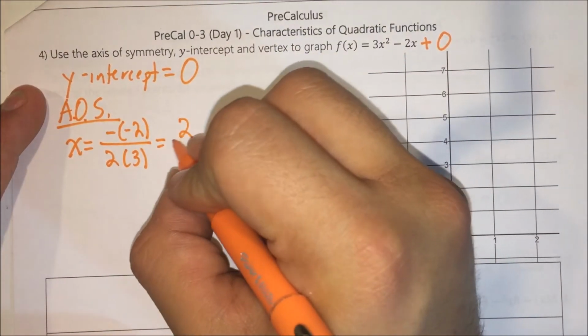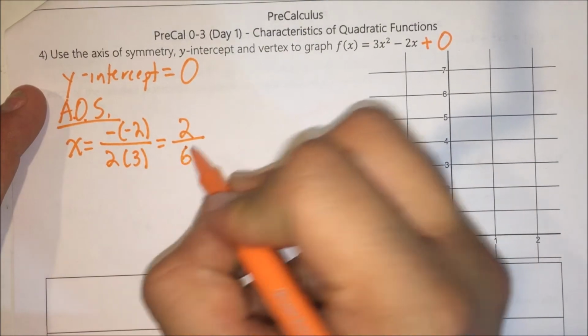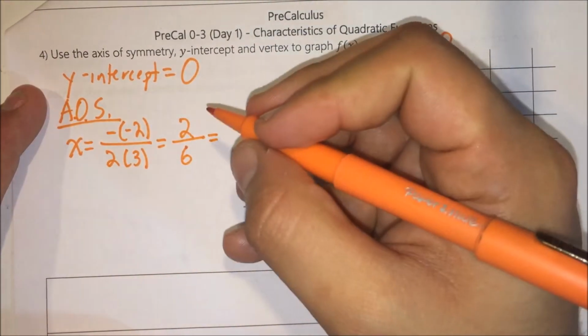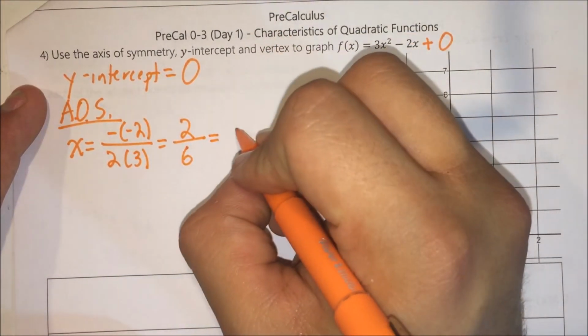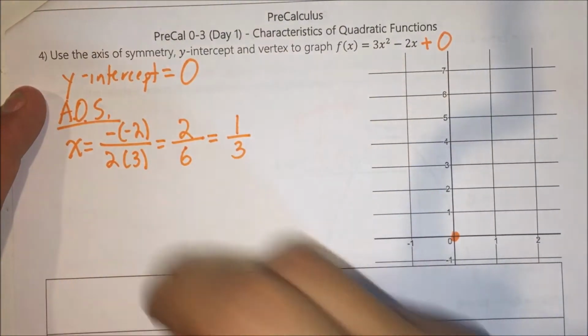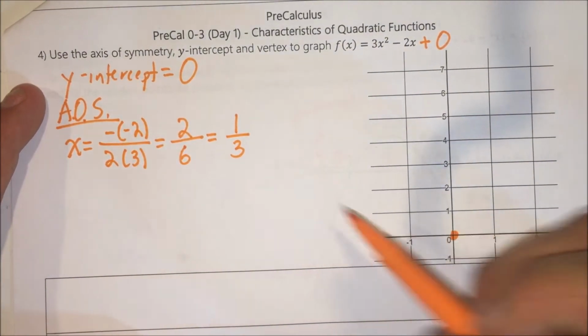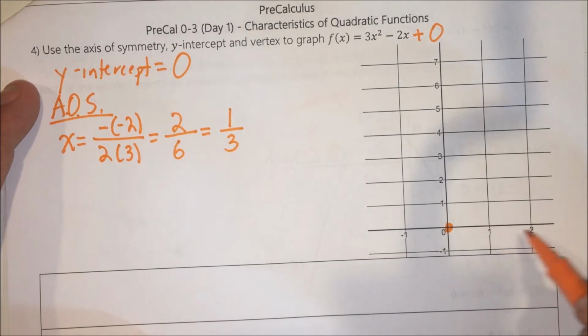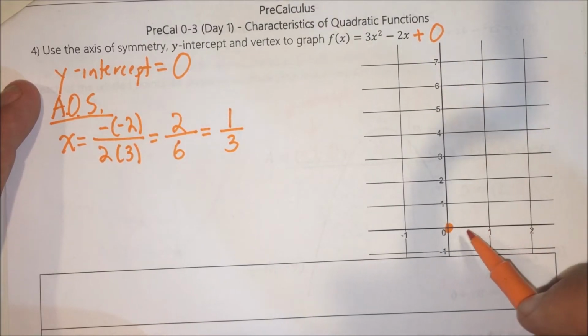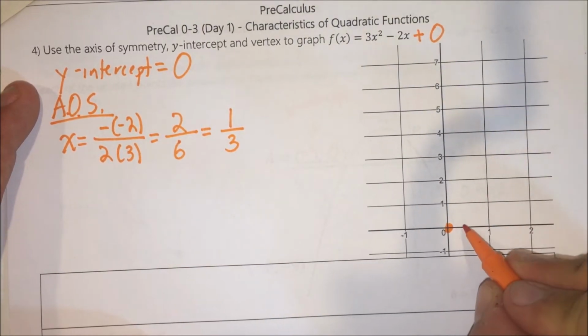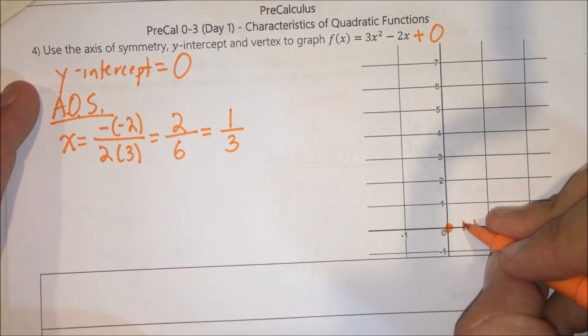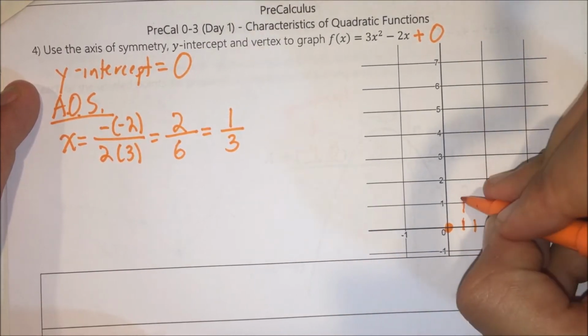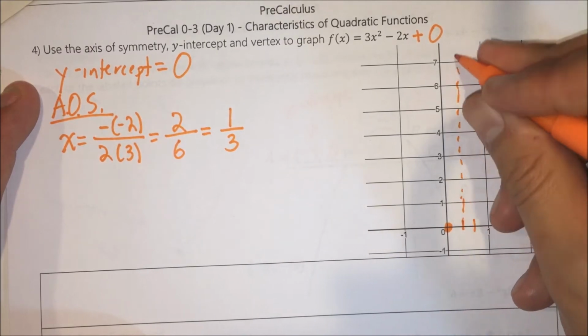Negative negative gives us positive 2 over 6. And we want to reduce that a little bit. That's going to give us 1 over 3, which is a fraction. So we don't get to write this as a friendly whole number, but it's not too bad because for 1/3 we could just think, well, if I split up the distance of 1 into 3 pieces, it's going to be the first one, 1/3, so we'll just write our axis of symmetry right here.